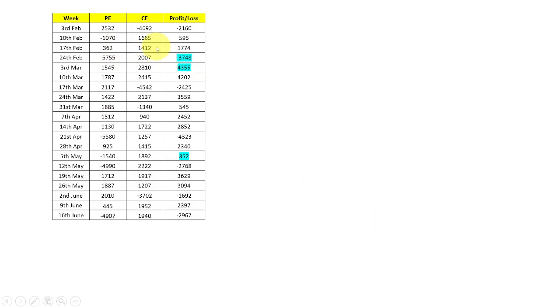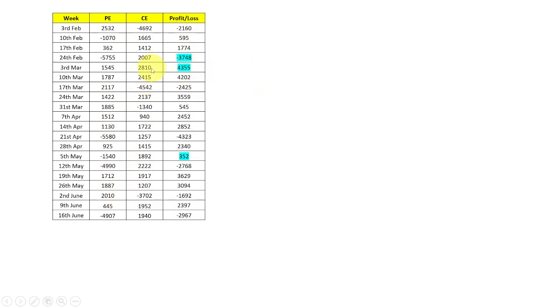See here, 17th of February, both side profit. 3rd March, both side profit. 10th March, both side profit. 24th March, both side profit. 7th April, both side profit. 14th again both side. 28th both side. 19th both side, 26th both side, 9th. I'm not counting how many times, but see, so many times you are getting profit on both sides if you do this strategy. That is the reason we are going to get this much profit, and the number of profitable weeks will be more.